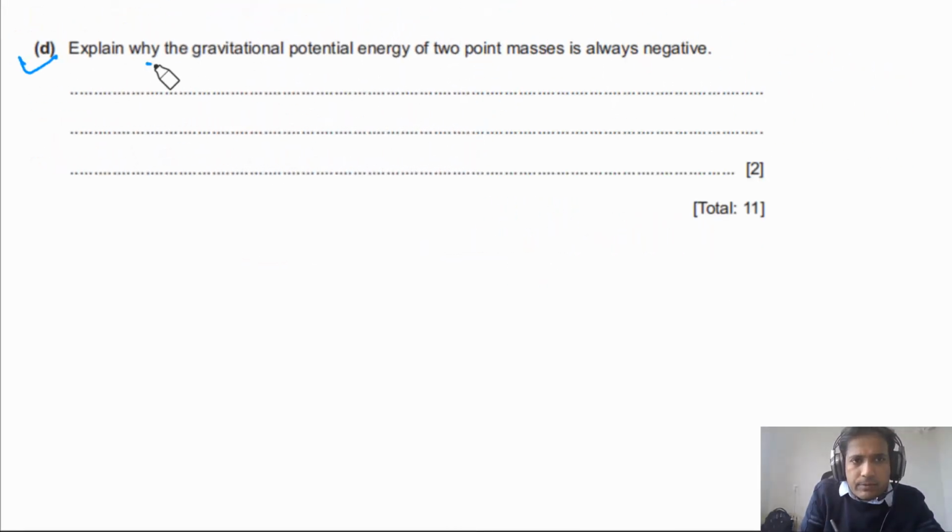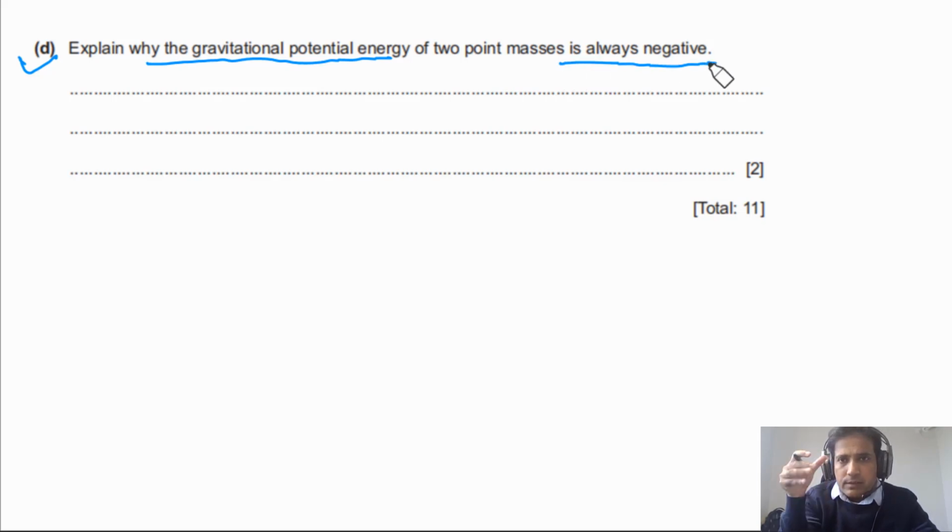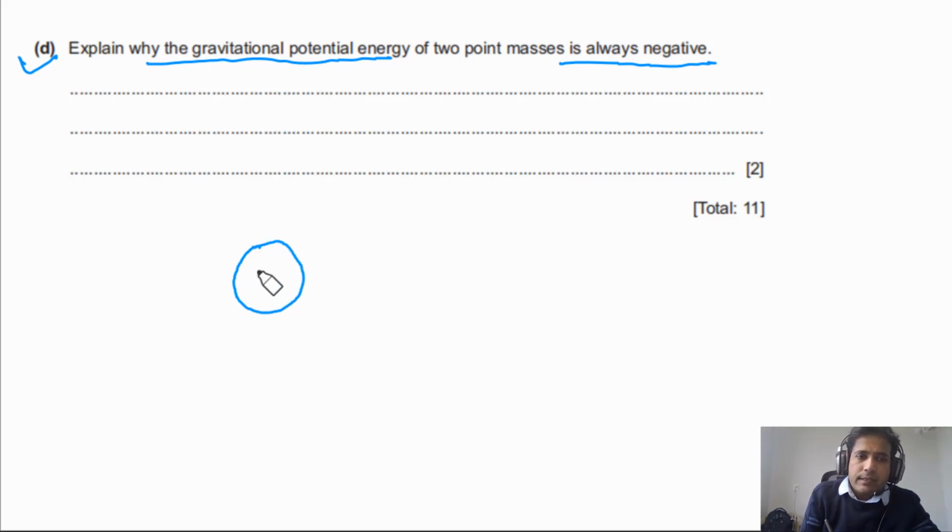Part D says explain why the gravitational potential energy of 2 point masses is always negative. For this one, we need to understand, first of all, imagine that this is a planet. Let's say the mass of this one is capital M. This is a point located at infinity. At infinity, we take gravitational potential energy to be equal to 0.